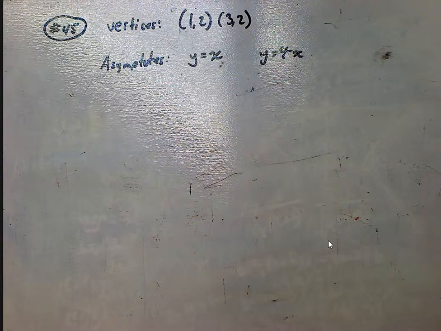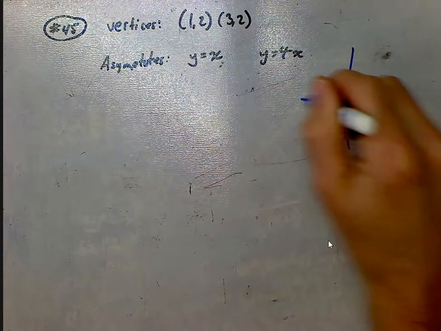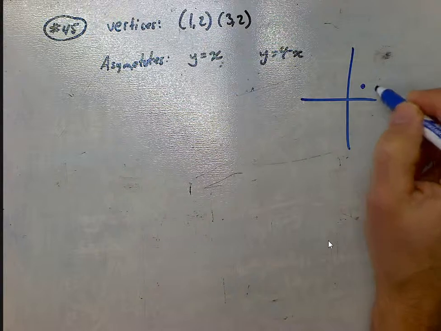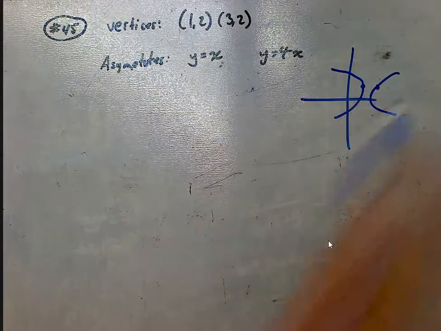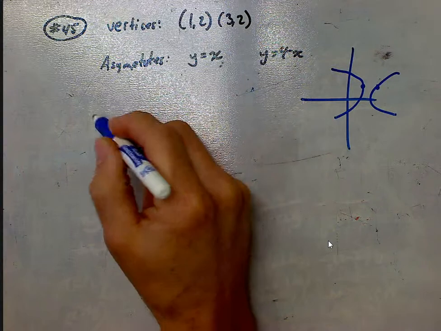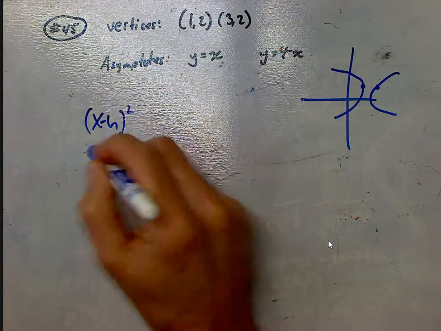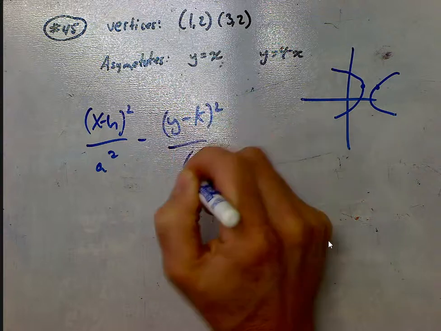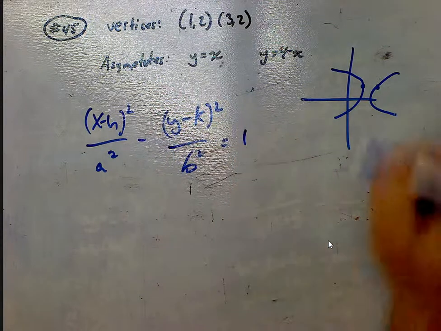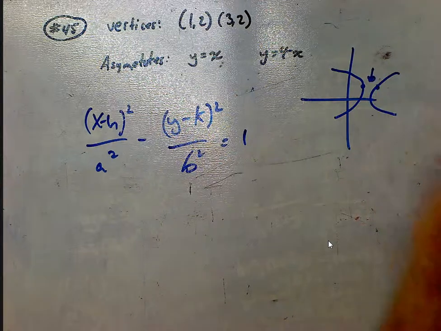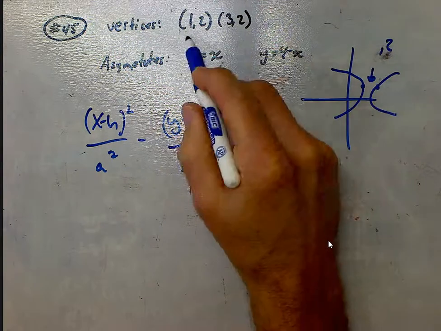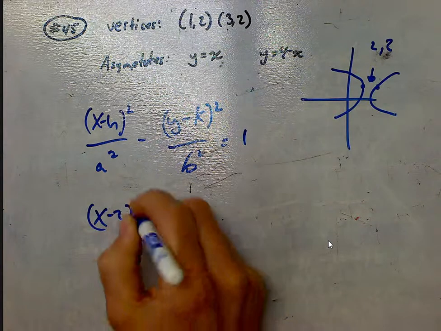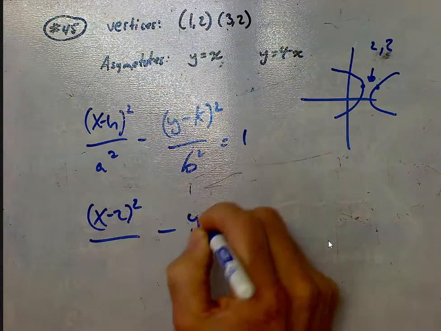Alright, the first thing I'm going to do is go ahead and sketch a little graph here. 1, 2 is about there, 3, 2 is about there, so it tells me it opens like this, which means it's going to be x minus h squared over a squared minus y minus k squared over b squared equals 1. To find the center, we go halfway between those 2 points, so it's going to be 1 plus 3 is 4 divided by 2, so it's going to be 2, 2. So x minus 2 quantity squared minus y minus 2 quantity squared equals 1.